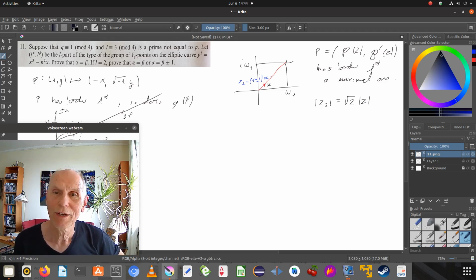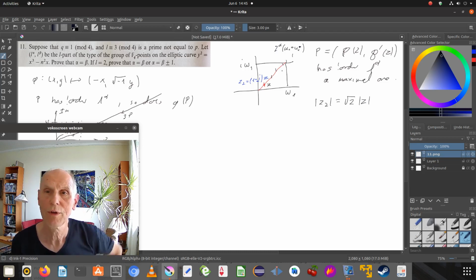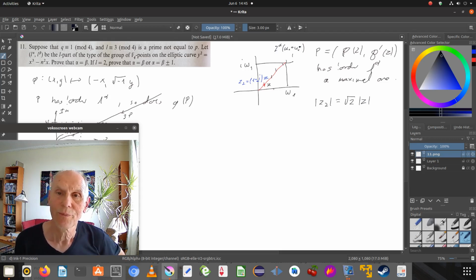When we go up here, at some time we will hit a lattice point, or let's just say it's 2 to alpha, omega 1 plus omega 2. Doing the same here, we go square root 2.